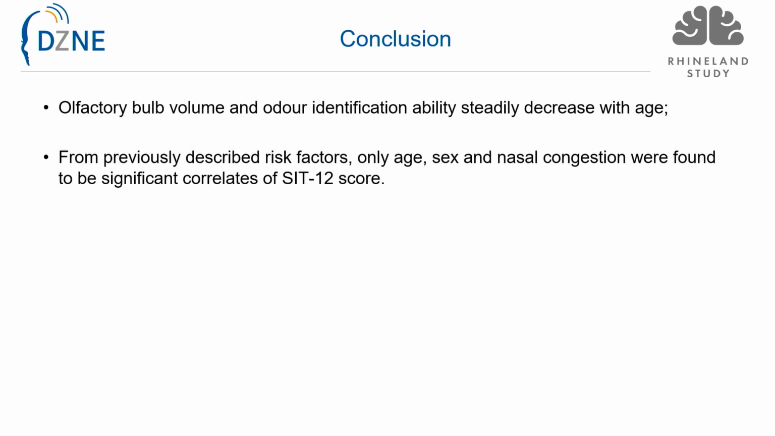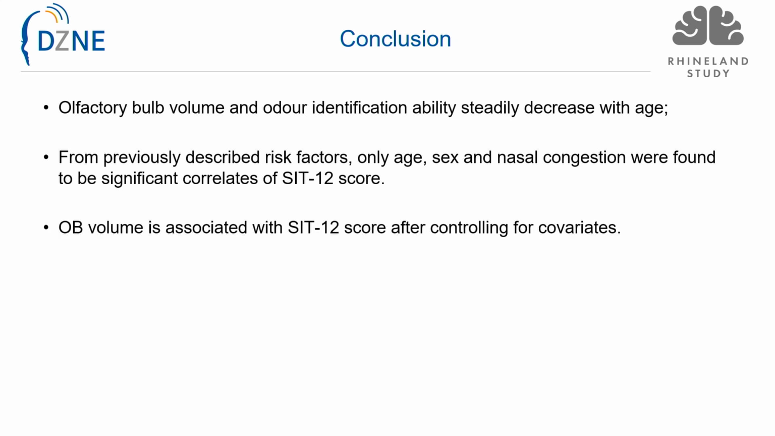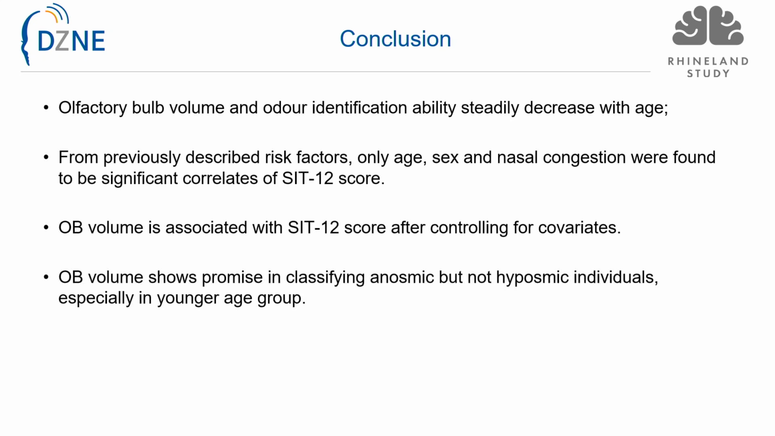So in conclusion, we found that olfactory bulb volume and odor identification ability steadily decrease with age. And from the previously described risk factors, we only found age, sex, and nasal congestion were significantly correlated with the odor identification in our population. We found that olfactory bulb volume itself is independently correlated with odor identification. And also the olfactory bulb volume shows promise in classifying anosmic but not hyposmic individuals, especially in the younger age group. However, the prevalence of anosmia in our population is rather low, so maybe the results should be tested in higher prevalence cohorts.